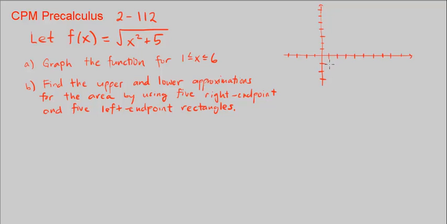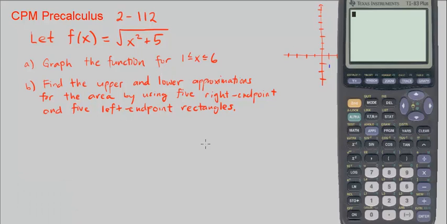So we want to graph it between 1 and 2, 3, 4, 5, 6. Okay, so we only want to graph it between here and here and ignore the rest. So let's go ahead and bring out our calculators. Graph the square root of x squared plus 5. And that's going to look sort of like a parabola, but less round here.